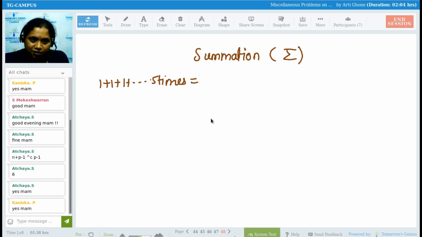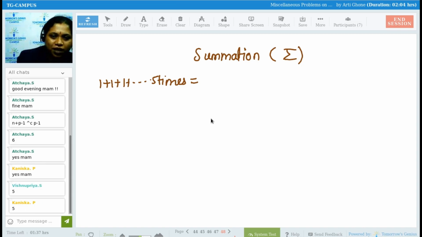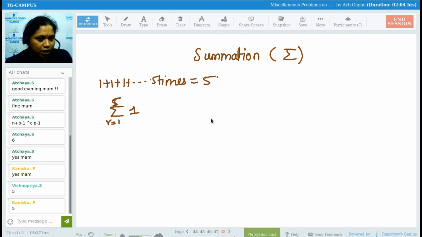5 times 1: 1 plus 1 plus 1 plus 1 plus 1 is 5. Okay. Then why are you thinking so much? So this is nothing but a summation of 1, where i is running from the first to how much value? The fifth value, that is 5. Clear? Okay, so this is a symbolic representation of any kind of sum, the summation.